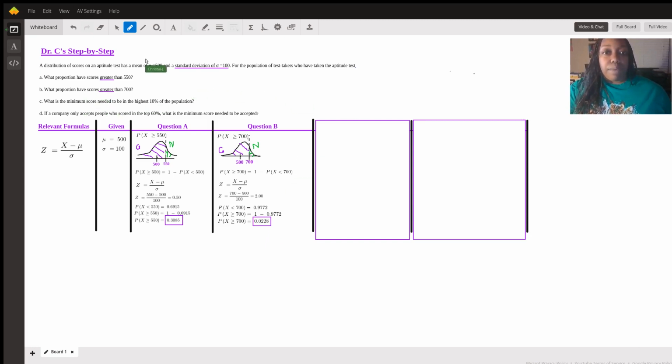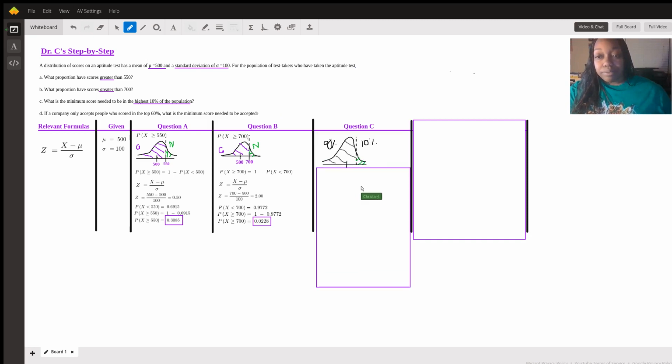We then have, what's the minimum score needed to be in the highest 10% of the population? The key word here is highest 10% of the population. Okay. So when we do the highest, that insinuates that the lowest would be 90%. Okay, because the top is going to be over here. However, we need to find the z-score that's going to give us the area of 0.9 because it always gives us the area to the left, right?